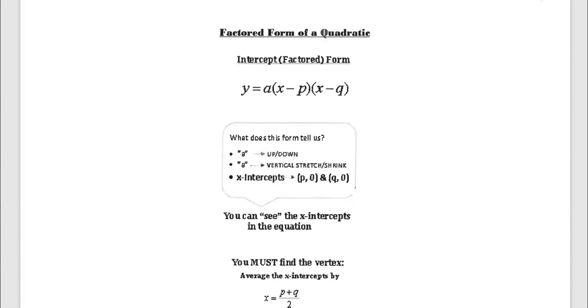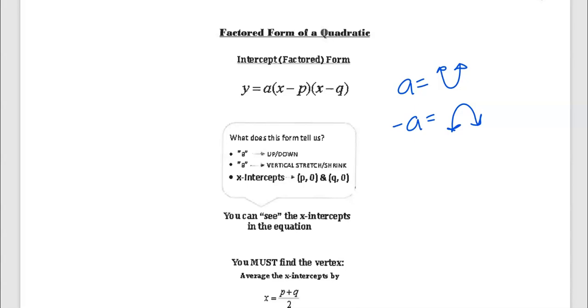Your A value out front is still going to tell you if it's positive or negative, okay? Whatever's in front. And if nothing's actually written there, then what is it? It's a 1, okay? If all you have are 2 parentheses, there's a 1 out in front. So the A out front, if it's a positive, it's going to open up. If we have a negative A out in front, our problem is going to open down, okay?